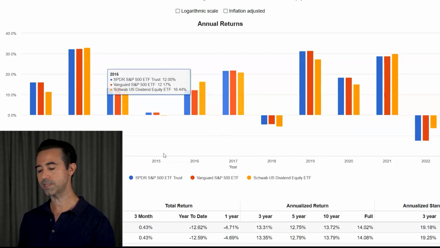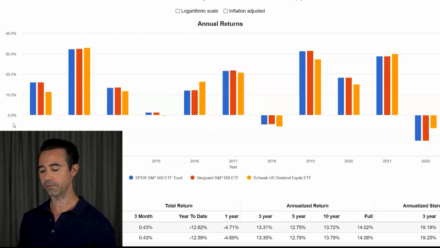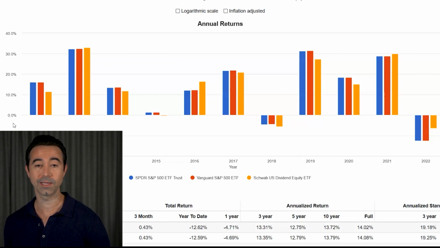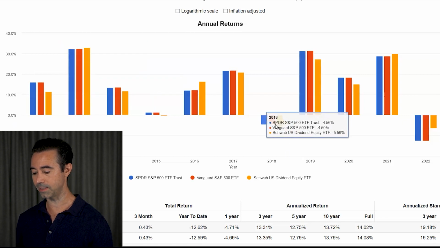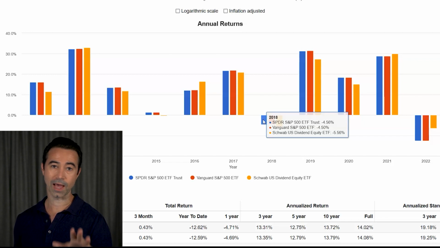Okay, so what's this kind of telling me? Main things are, first off, it doesn't necessarily mean it does better in a bear market. Honestly, does it? It lost worse in 2018. The S&P 500, or VOO, let's call it, lost 4.5%. SCHD lost 5.56%. It doesn't necessarily matter if it's a bear market or a bull market sometimes.